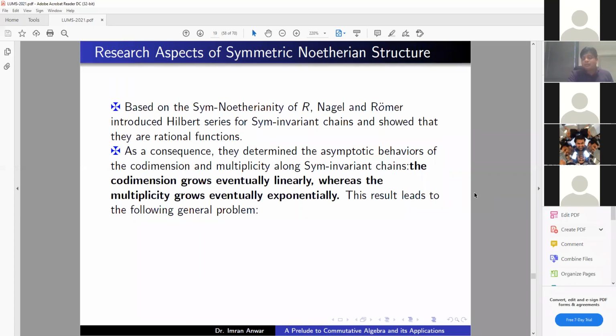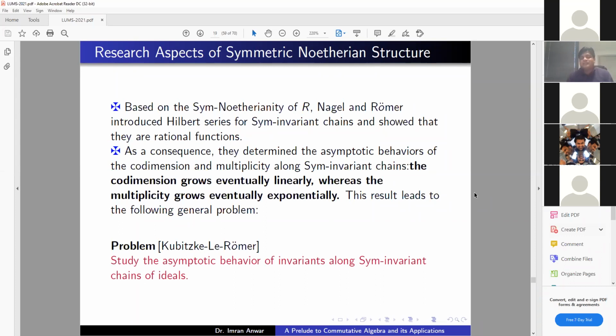Their work ultimately led to this general problem, which was discussed in a recent survey on these kinds of structures by Kovetsky, Lee, and Tim Römer again in the picture. They study the asymptotic behavior of an invariant along an invariant chain of ideals. By invariants, they discuss multiplicity and codimension.